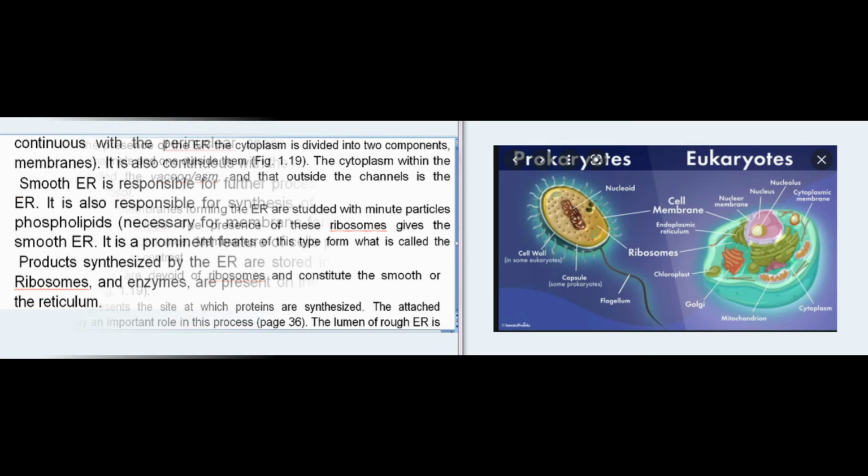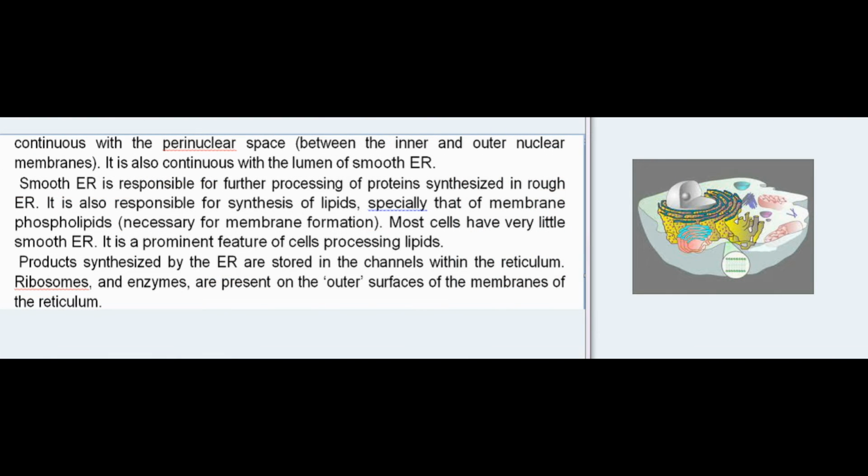The lumen of rough ER is continuous with the perinuclear space, between the inner and outer nuclear membranes. It is also continuous with the lumen of smooth ER. Smooth ER is responsible for further processing of proteins synthesized in rough ER. It is also responsible for synthesis of lipids, especially that of membrane phospholipids, necessary for membrane formation.